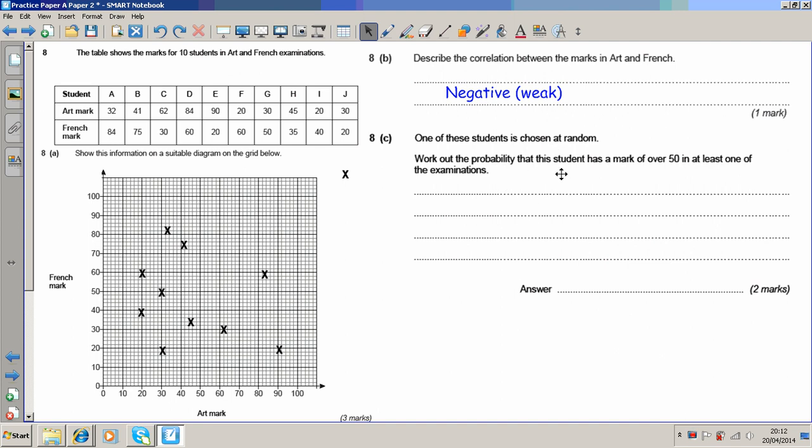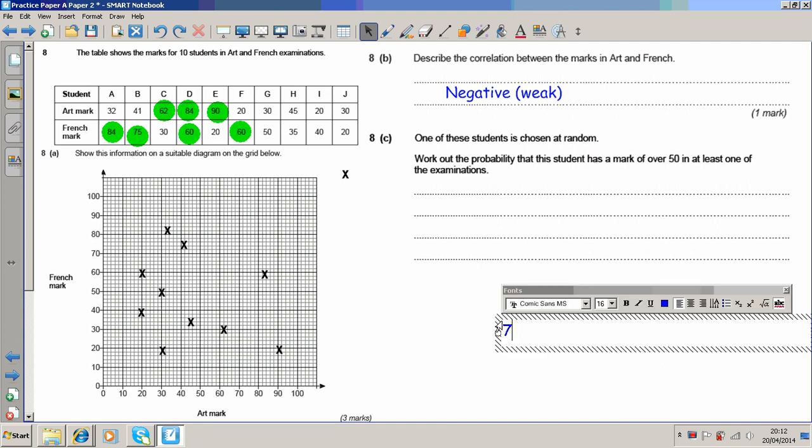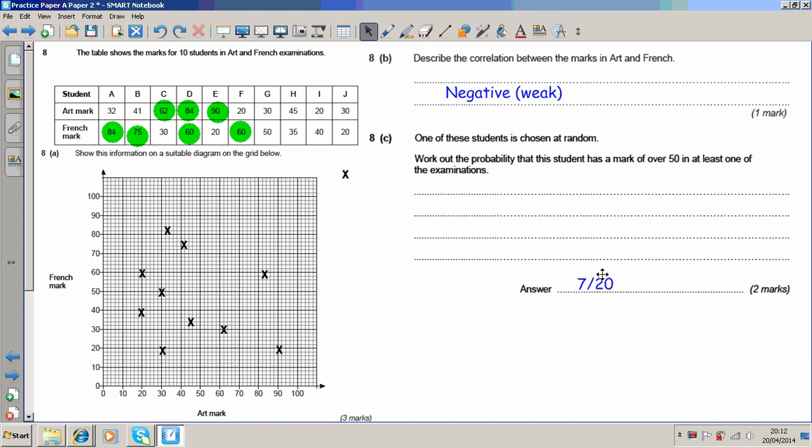One of the students is chosen at random. Work out the probability the student has a mark of over 50 in at least one of the examinations. Okay, well there's 20 test scores here, and a mark of over 50 is how many of them? 1, 2, 3, 4, 5, 6, 7, over 50, so we can't count that one. So there's 1, 2, 3, 4, 5, 6, 7 out of 20.